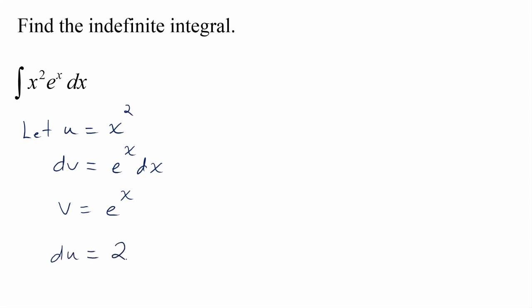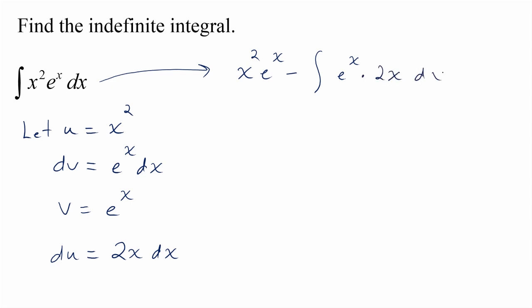du is equal to 2x dx. We'll now use our integration by parts formula to rewrite the original integration problem as u times v, x squared times e to the x, which is x squared e to the x, minus the integral v du. v du would be e to the x times 2x dx, and I'm going to rewrite that integral like the following.